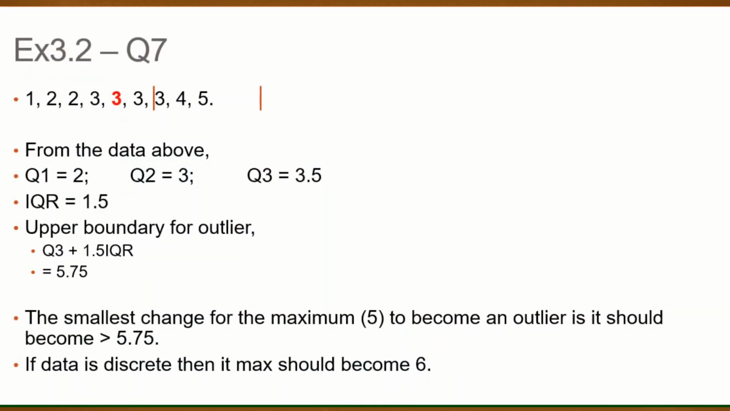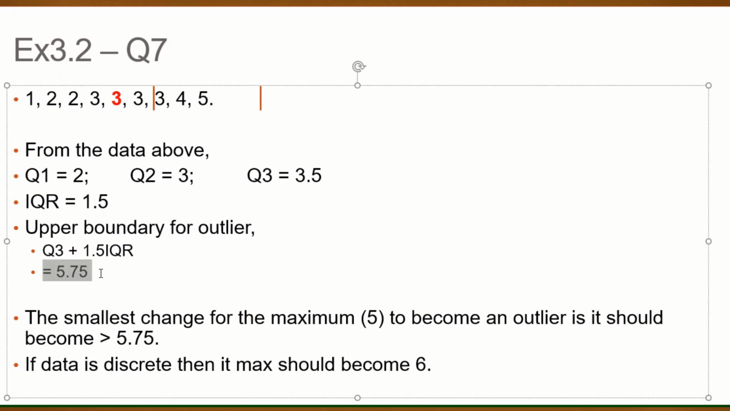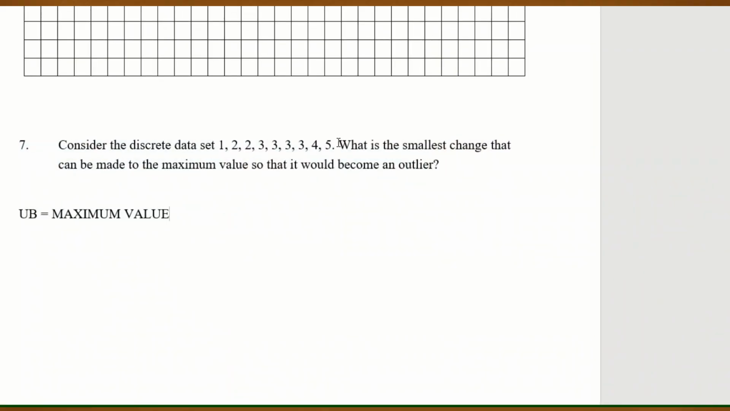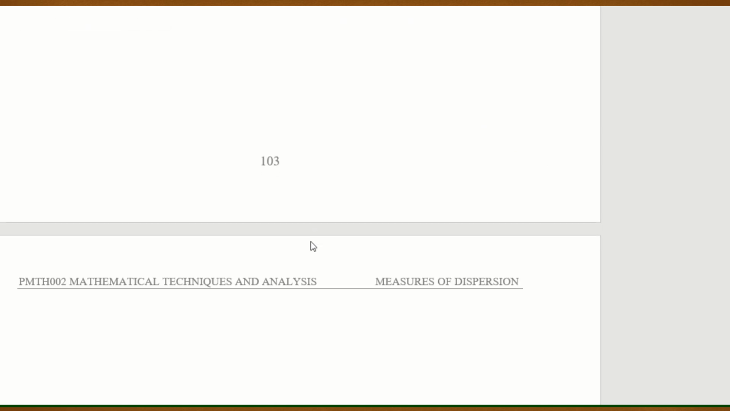So you first of all find your upper boundary. You will see your upper boundary is 5.75. Okay, so right now, how do you change this? 5.75 is not an outlier, right? You want to change it and make it an outlier. So you increase it by 1, meaning it becomes 6. Why by 1? Because this is discrete. The data must all be whole number. A lot of students ask, why not 5.76? No. 5.75 is your upper boundary. You must increase it by 1. You cannot increase by decimal place because this is discrete data. That is the smallest change that you can make.